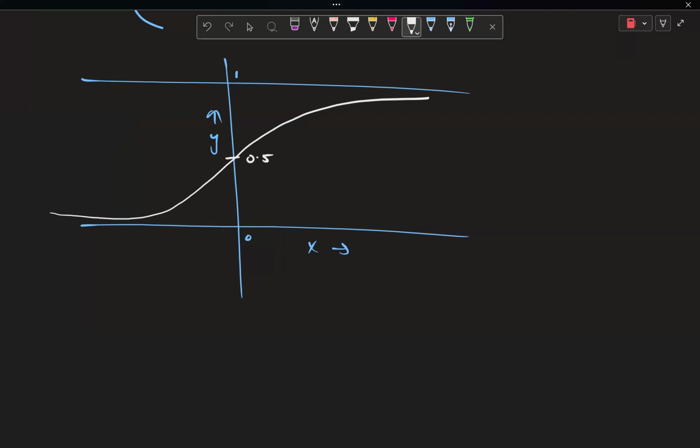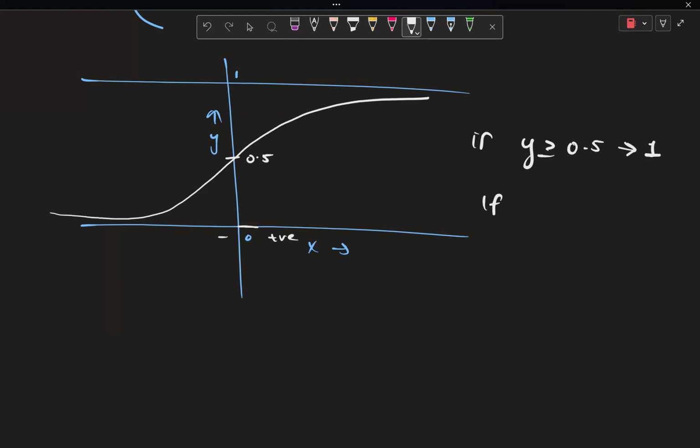This is 0.5. If your x is positive or negative, see, this is positive x, this is negative x. If your x is equal to or more than 0, then your y is what? Think like this. It should say here y. If y is more than or equal to 0.5, then the output is 1, because everything will be categorized into 1.